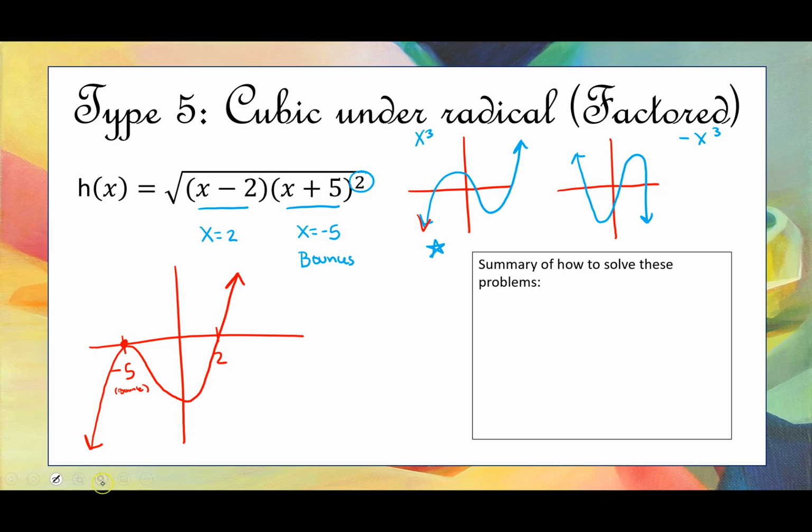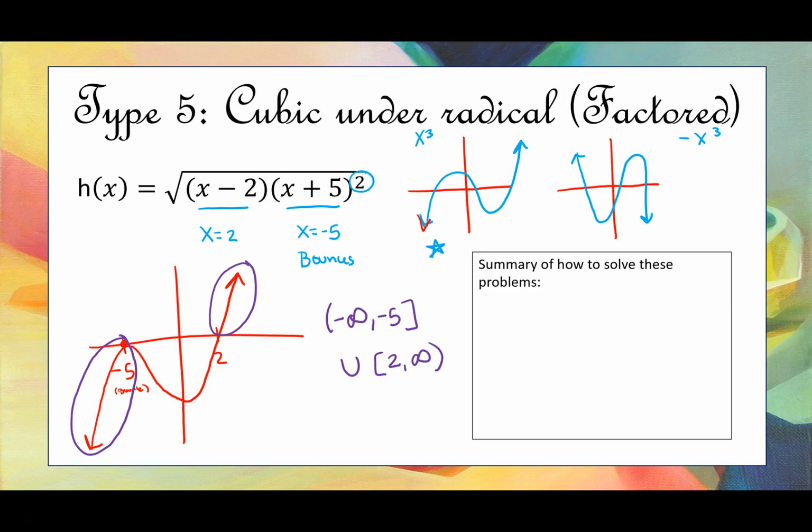So now this is just like the other problem. Remember, for radicals, we need to have greater than or equal to 0. So our only good places would be here and here. So we're going to have from negative infinity to minus 5 union 2 to infinity.